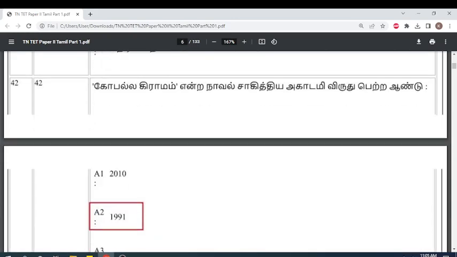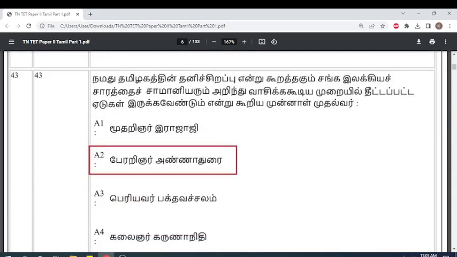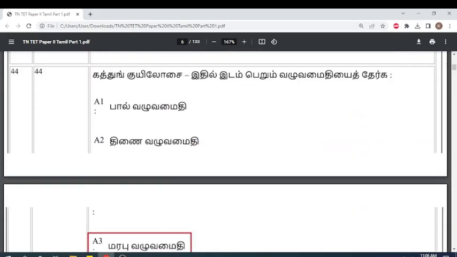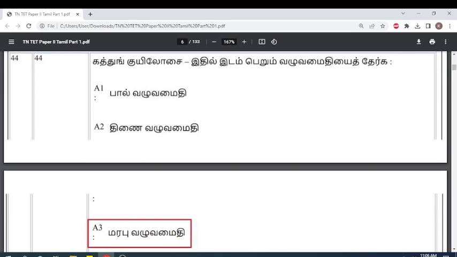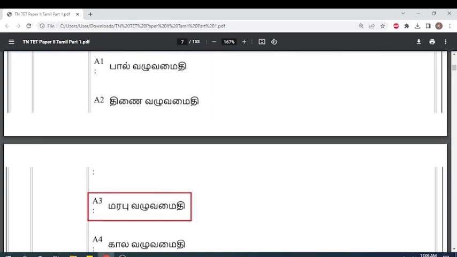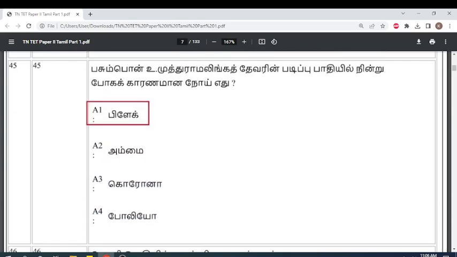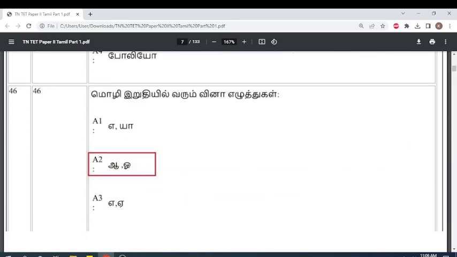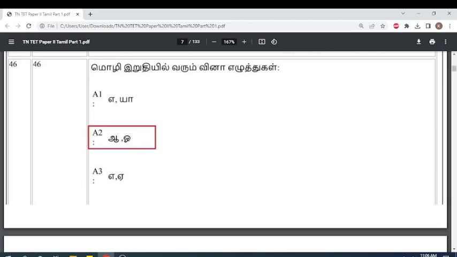42nd question answer A2. 43rd question answer A2. 44th question answer A3. 45th question answer A1. 46th question answer A2.